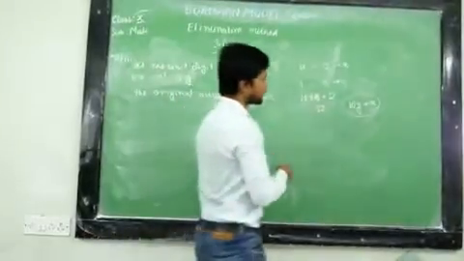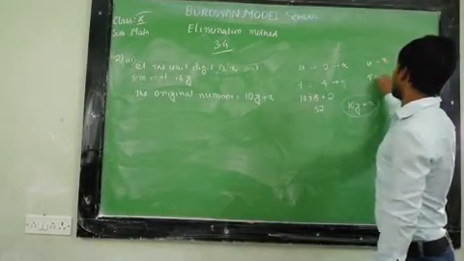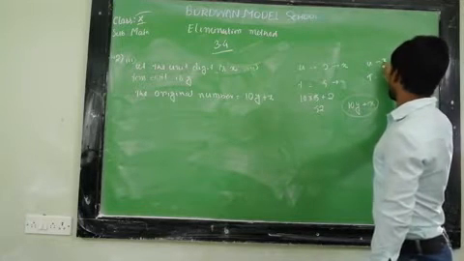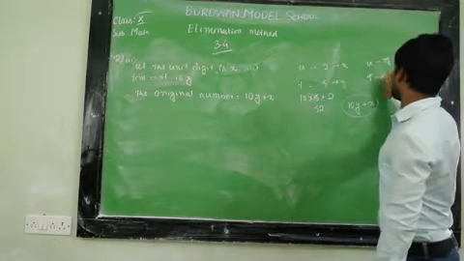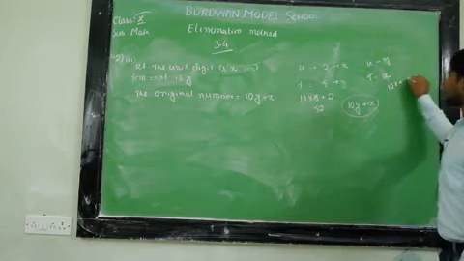Now look, if I reverse the number, means if I consider the unit digit as y and the tens digit as x, then the number becomes 10 into x plus y.